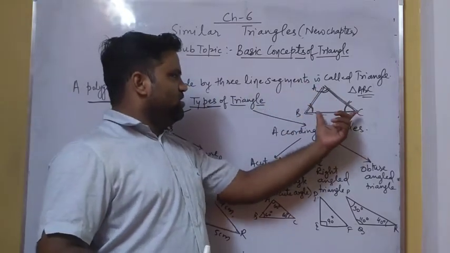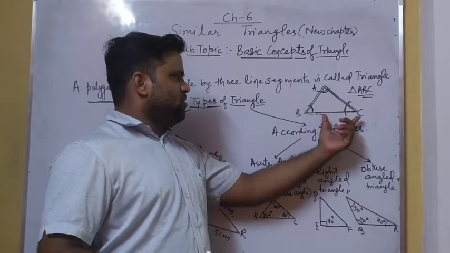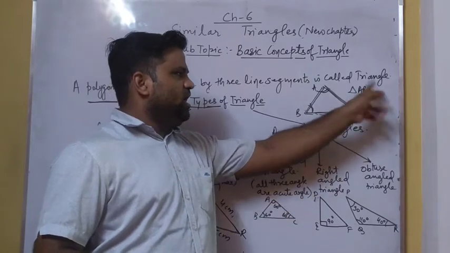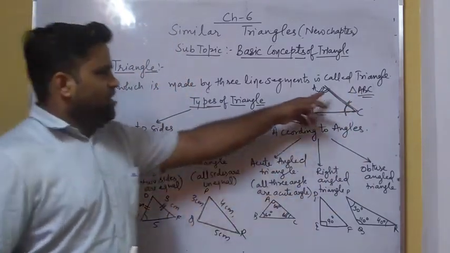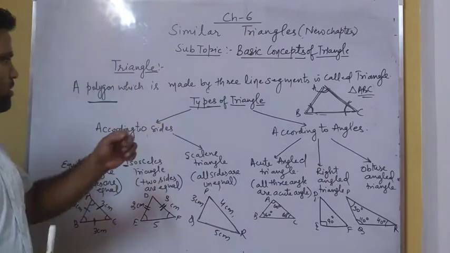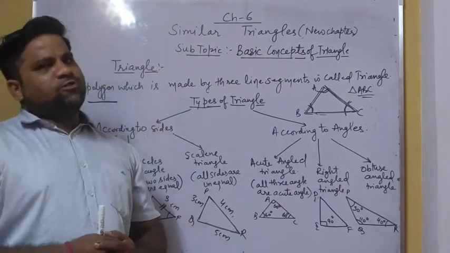Here we have a figure. It is the shape of a triangle and we call it triangle ABC. Here we also have three angles. Now let us come to the types of triangles.